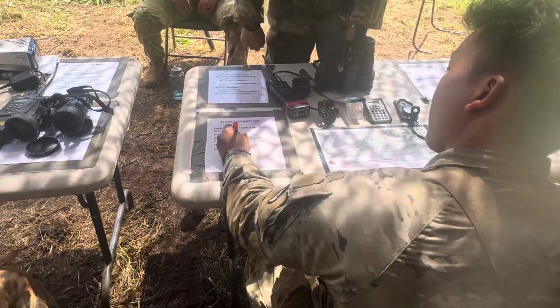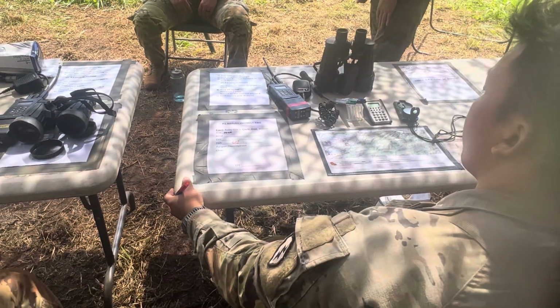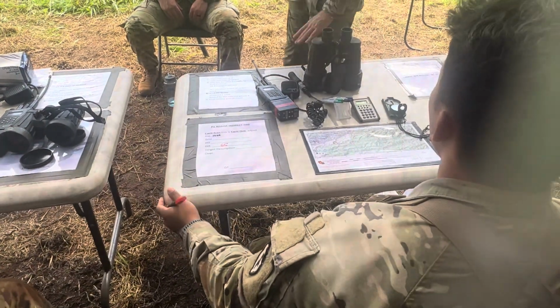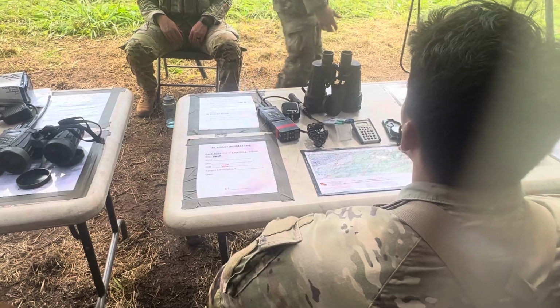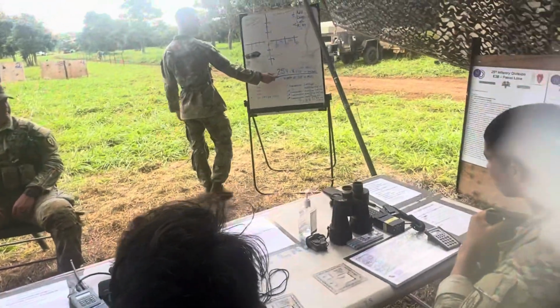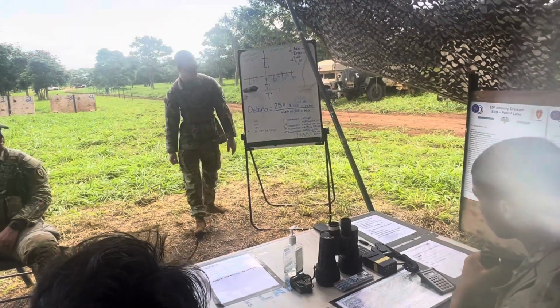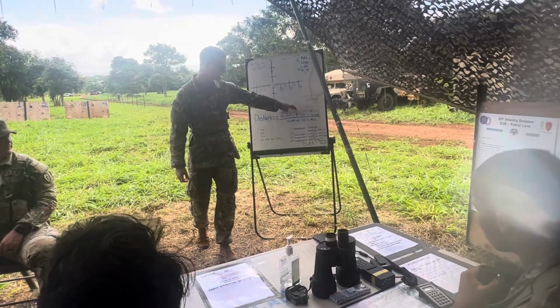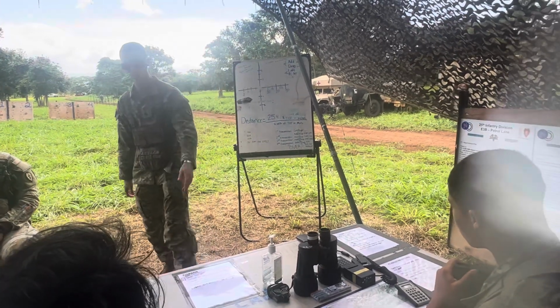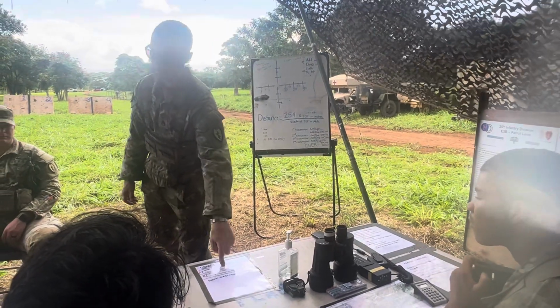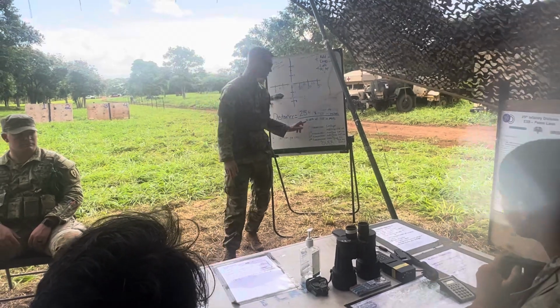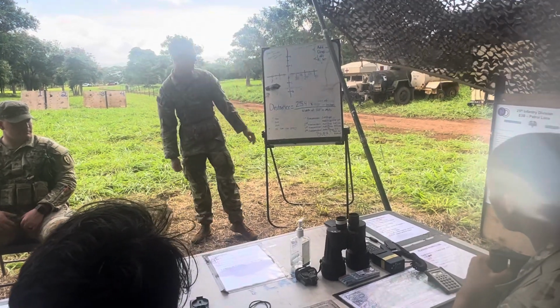All right, number 3, you're going to use your mil relation formula to find the distance to your enemy. This is your mil relation formula right here. Distance equals 25.4 times the size of the target in inches, which is given to you, and then you're going to divide it by the width of the target in mils.